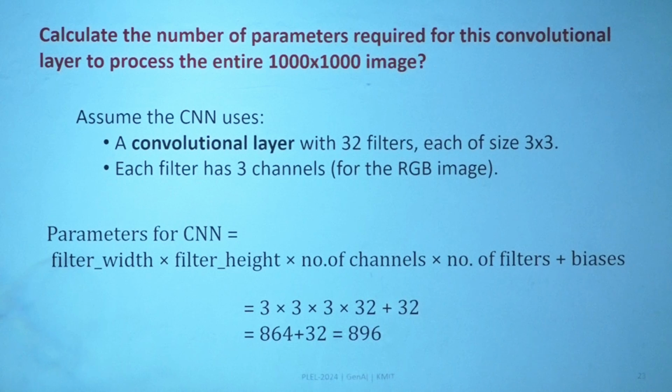Just imagine, surprised? For a 1000 by 1000 image using a single layer, only a single layer, which we discussed earlier, we need more than 3 billion parameters. Here it is 896 parameters. You understood what is the benefit of this convolutional neural network?